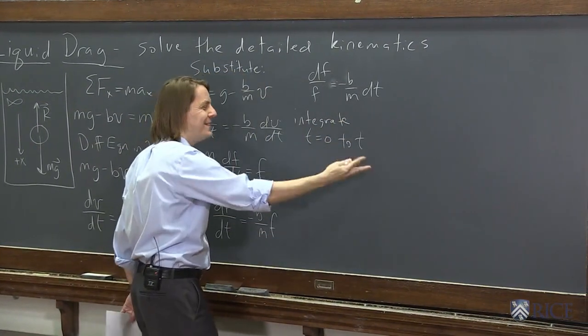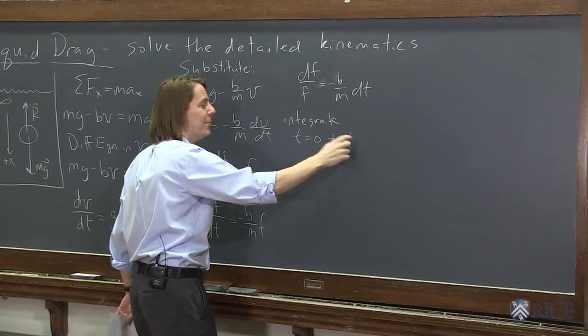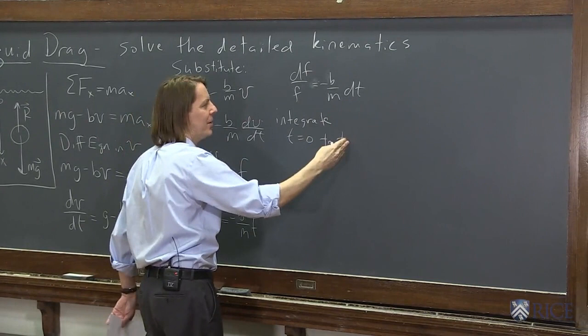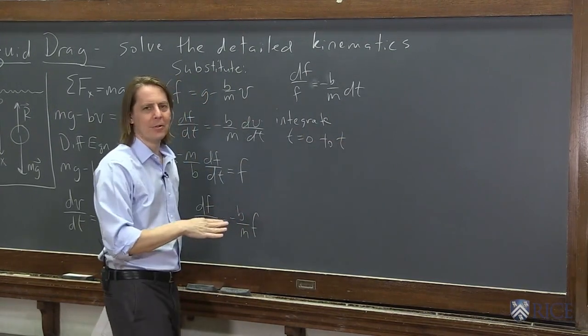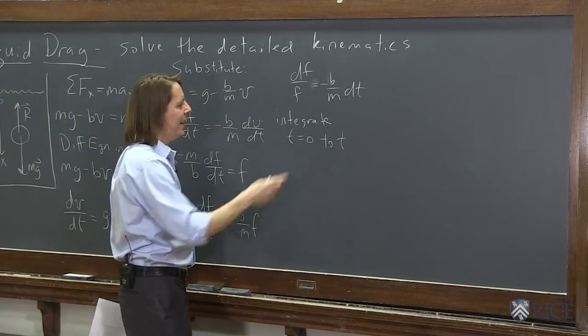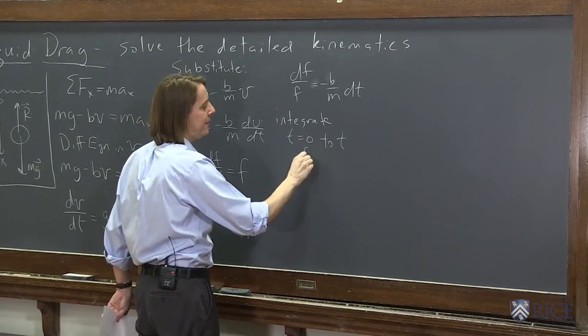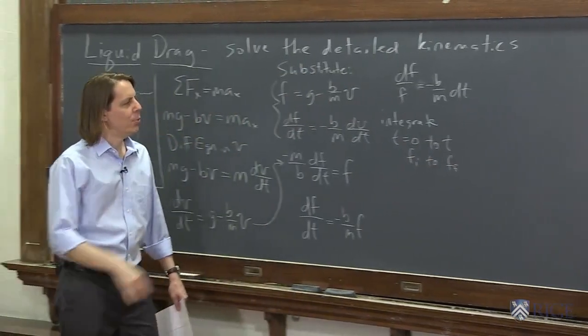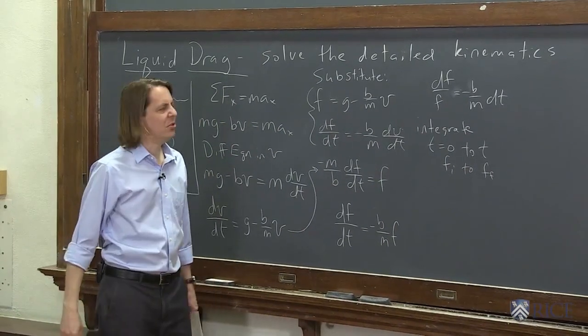These are technically different t's. Some people call this t prime, right? So t is the independent variable. We're going up to a value of some specific time. I don't like to put on the prime. I find it confuses people more than it helps. And we're going from f initial to f final. And we'll worry about what those are later.